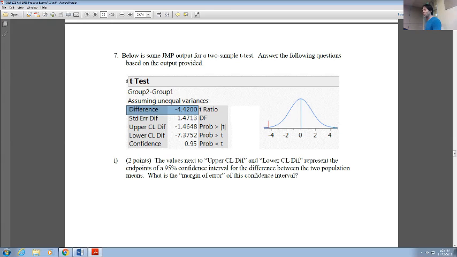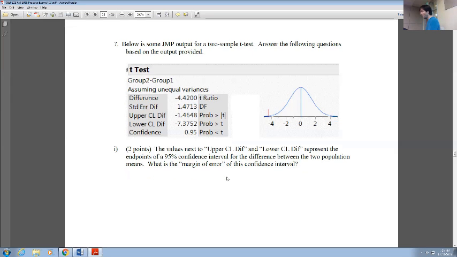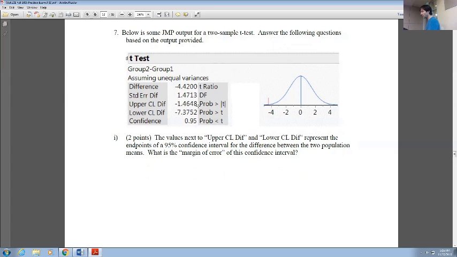And we've literally asked, what does this difference mean? This difference in context of the problem right here is that group 1's mean was 4.42 higher. So a question on the test could say, interpret the difference. A good interpretation of that difference is group 1 had a sample mean that was 4.42 higher than group 2. So now let's go to the actual question. Enough of me making up questions. The actual question here says, what is the margin of error of this interval?